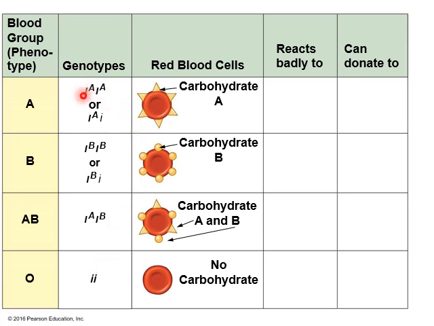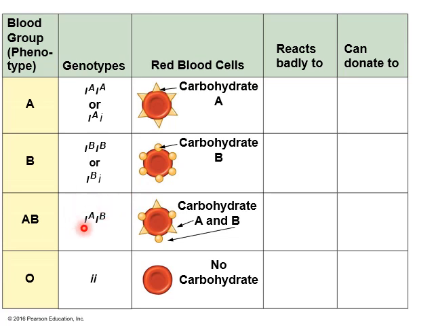And so the capital I should indicate to you that that's dominant, whereas the lowercase i, that is recessive. The capital IB also dominant, lowercase i still recessive. So if you have two capital IA alleles, that means you have the A carbohydrate. Or if you have a capital IA with a lowercase i, you still have the A carbohydrate on your blood cells because capital IA dominates lowercase i. We see the same pattern with B. If you have two capital IBs, then you have the B carbohydrate. Or if you have capital IB matched with the lowercase i, you still have the B carbohydrate.